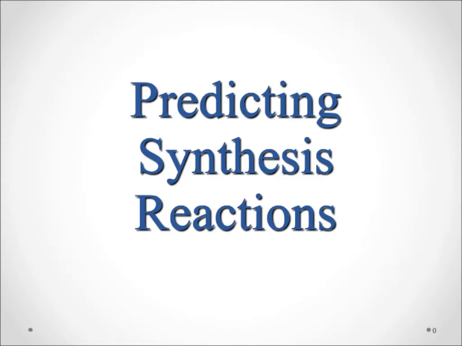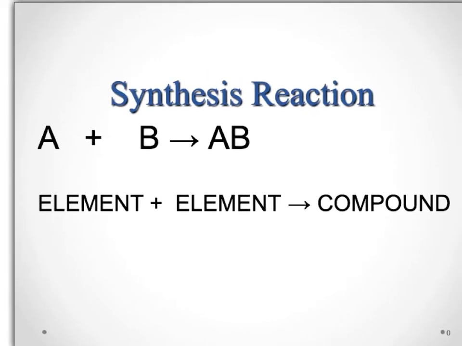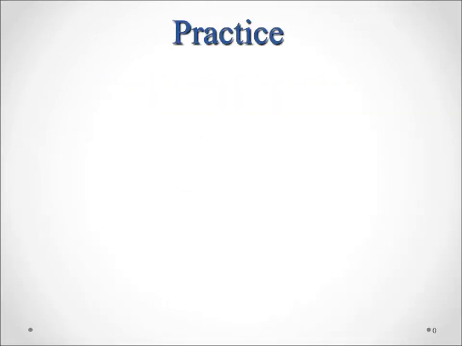Today we're going to talk about how to predict synthesis reactions. Let's first look at what is a synthesis reaction. A synthesis reaction is when A plus B come together to make AB. Or in other words, an element plus an element makes a compound. So the two elements just combine to simply make one compound. So this is a fairly easy reaction to predict the products for.